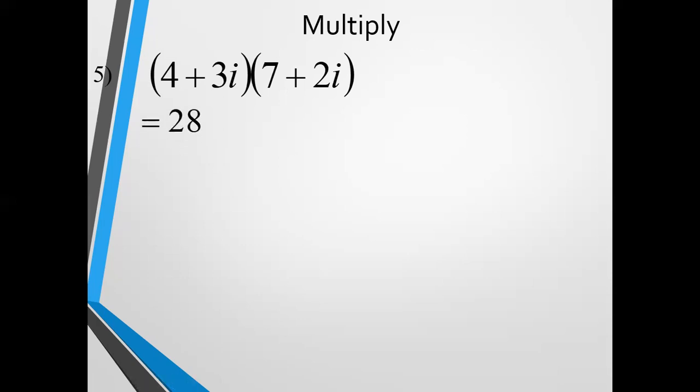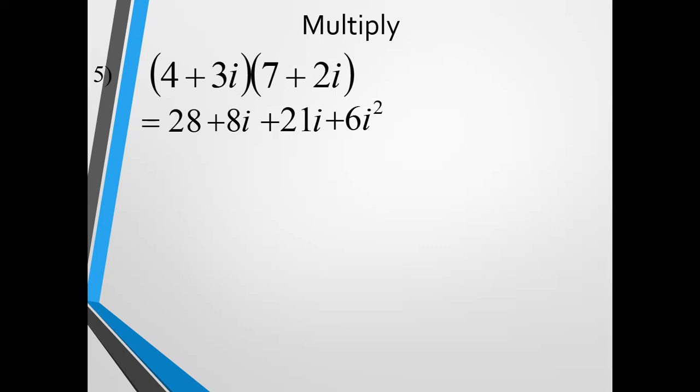So 4 times 7 is what? 28. Then 4 times 2i will give us what? 8i. Then 3i times 7 is 21i. Then 3i times 2i is 6i squared. Now, we are going to apply two things that we have learned. You apply your addition that we have just learned, and you apply the exponential that we treated previously.